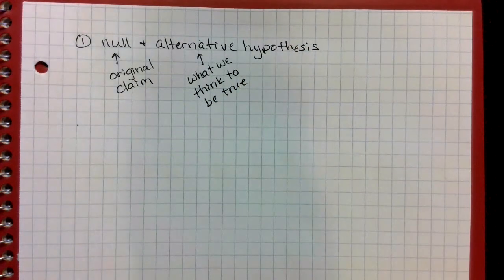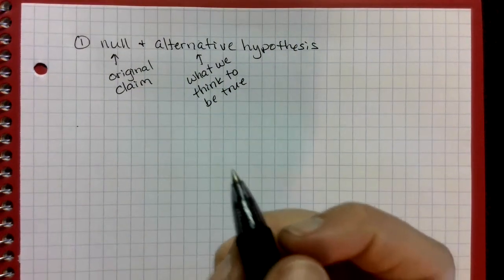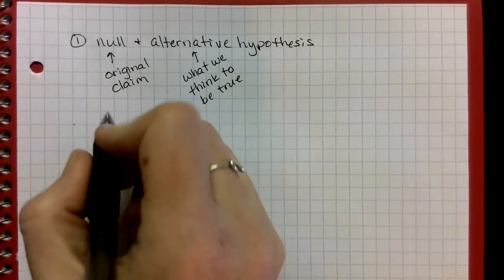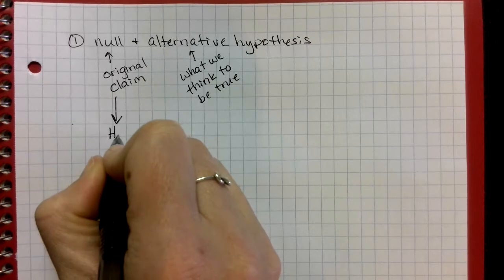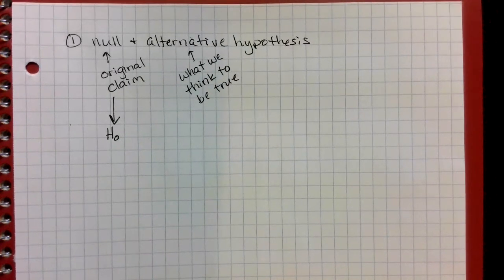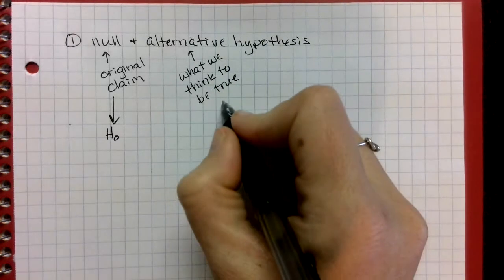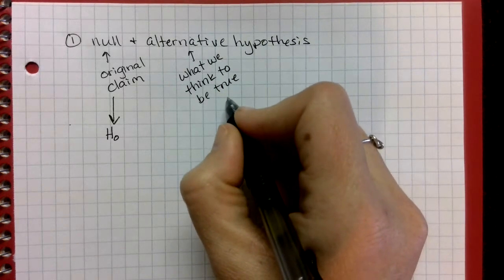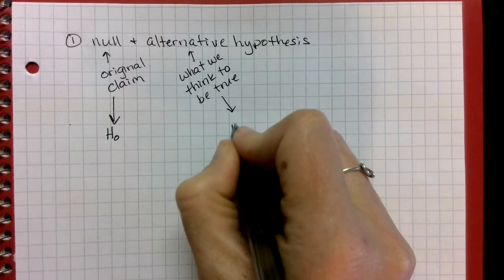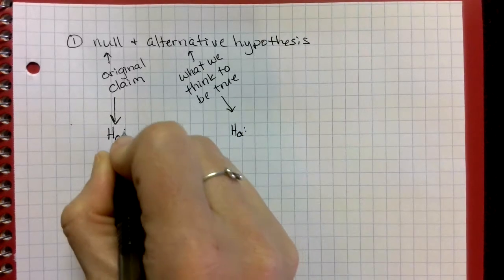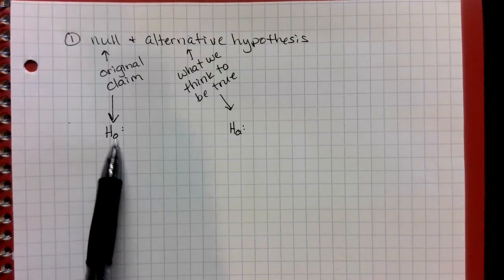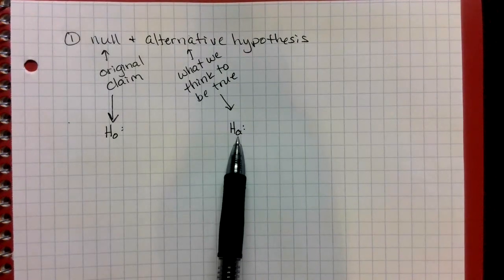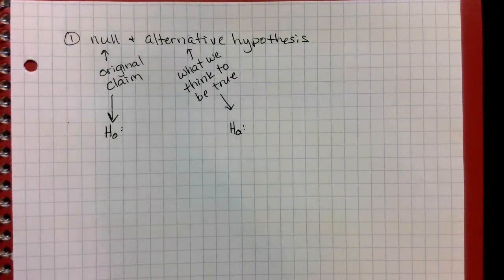Okay, so we've got what we think to be true. Now, there's some notation that goes along with these. The null hypothesis uses a symbol called H sub O. So that is the notation that we use for our null hypothesis. And the alternative hypothesis uses H sub A. So I like to think of this as hypothesis original, even though they call it null, and hypothesis alternative. So that kind of helps me keep them straight.